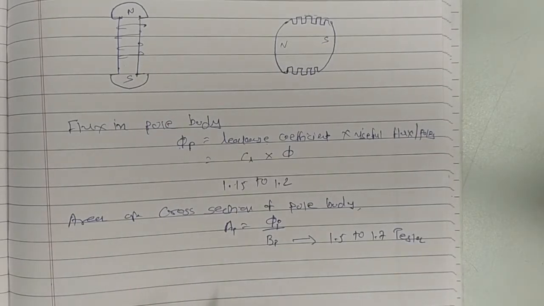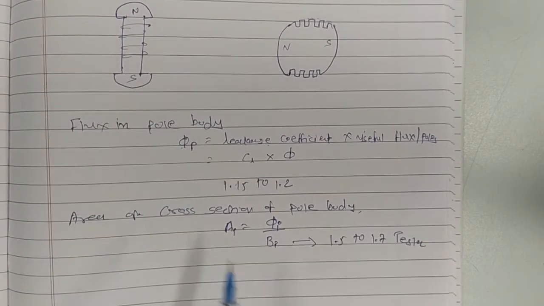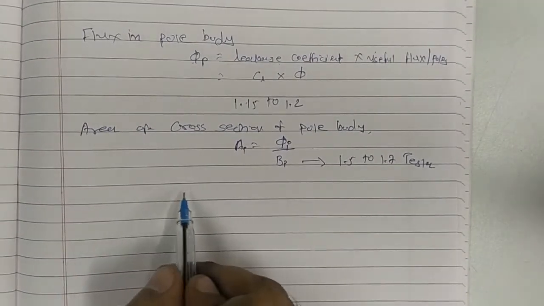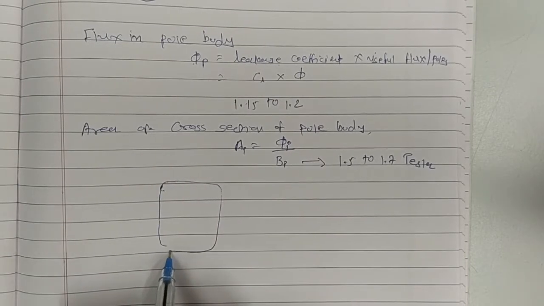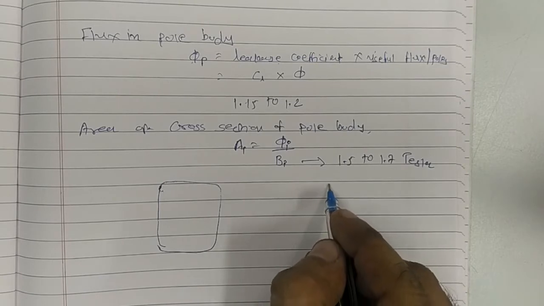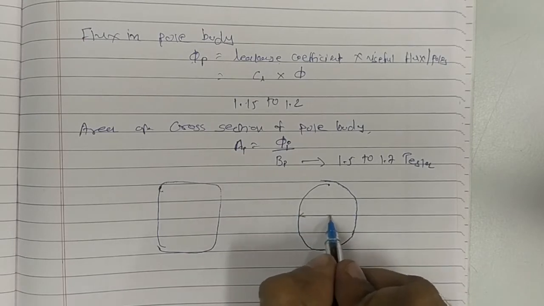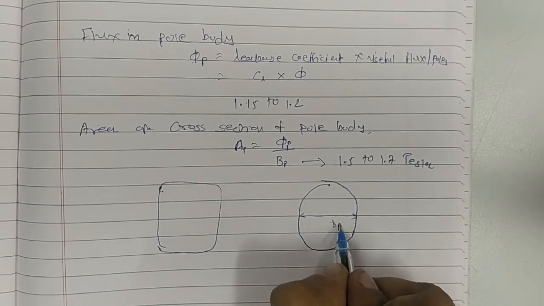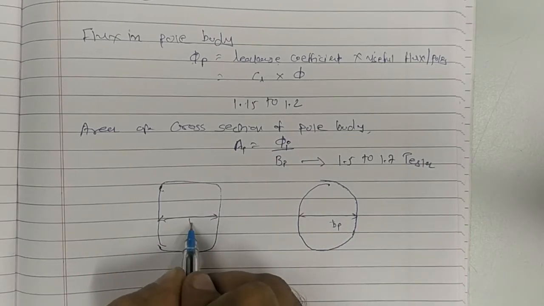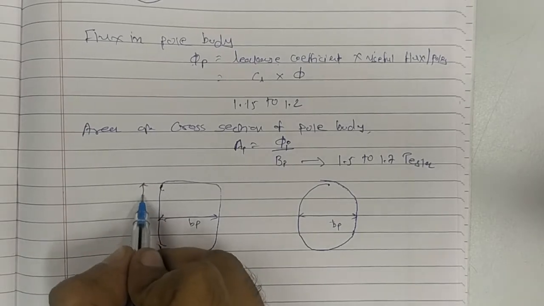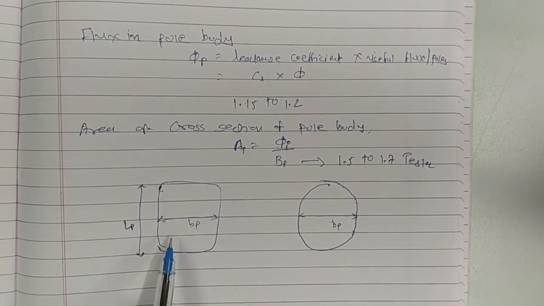If we see the top view of, let us say, a salient pole type of rotor, it may look like this. Or it may have a circular shape like this also in some cases. Let us say this is the radius. In this case this will be the radius, and this is going to be the length, because this is the top view: length of the pole, width of the pole.